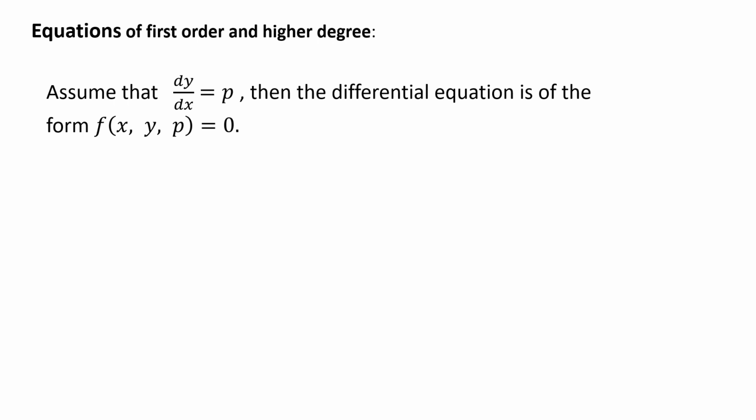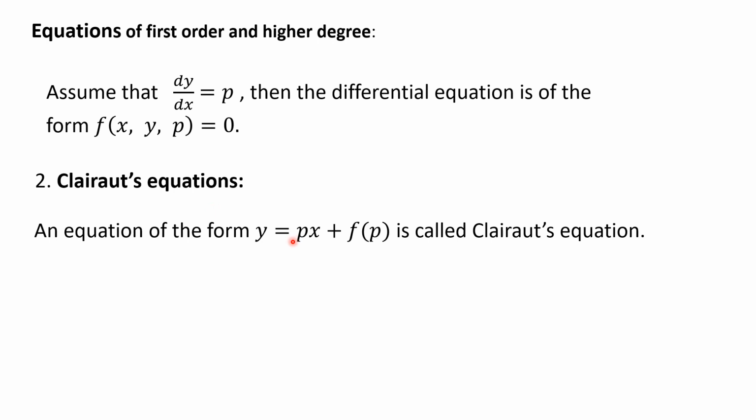As you know, a differential equation of first order first degree is of the form f of x comma y comma p equal to 0, where p means derivative of y with respect to x, dy by dx. Now let me take Clairaut's equations. An equation of the form y equal to px plus f of p, a function of p only, is called Clairaut's equation. Now how to solve an equation in this form, that is a Clairaut's equation?